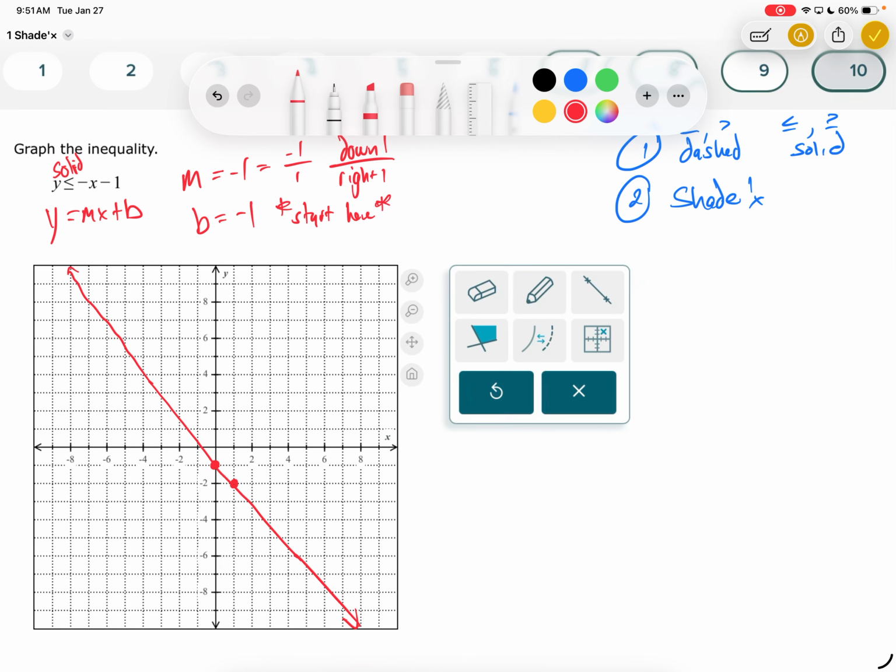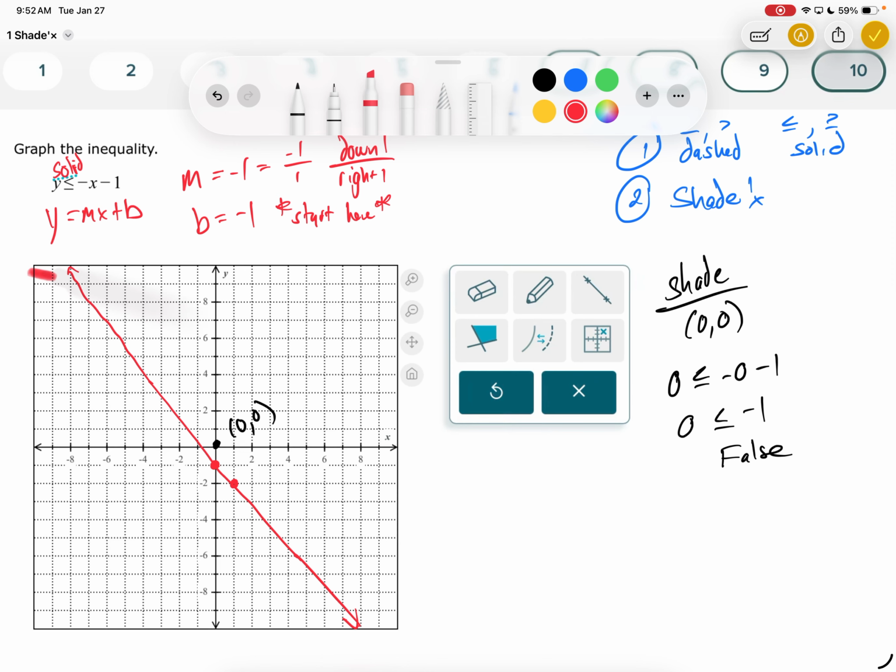All right, so we've done the one thing, the solid or dash. Now we have to do the shade. To shade, you might be able to look at it if it is in y equals mx plus b, which all your problems are. Well, one of them's not, I guess. You might be able to say, okay, it's less than or equal to, so I should shade below. But the algebraic way to do it, or just to make sure, plug in a point not on the line. I'm going to plug in 0, 0. When I plug in 0, 0, I get 0 is less than -0 minus 1. 0 is less than or equal to -1. That is false. Since that is false, I'm going to shade away from the point that I picked.